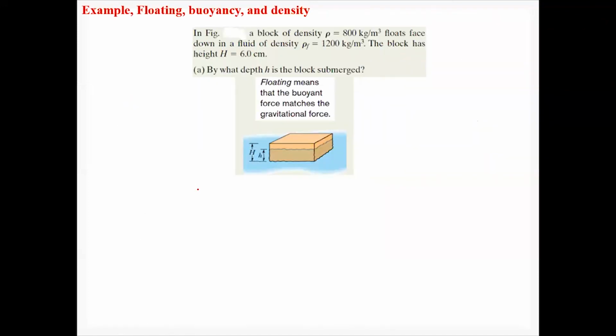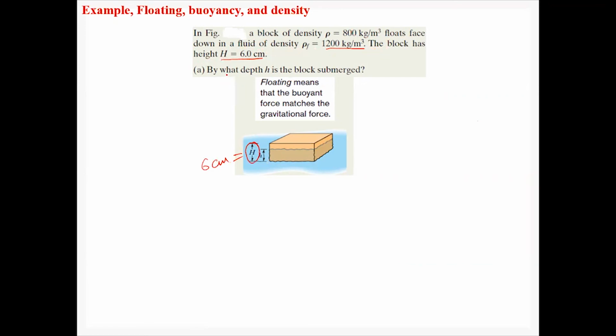Okay, let's do a problem here. In the figure, a block of density rho equals 800 kilograms per meter cubed floats face down in a fluid of density rho f equals 1200 kilograms per meter cubed. The block has a height of big H equals 6 centimeters. So this block has the height of 6 centimeters, which is H equals 6 centimeters here.